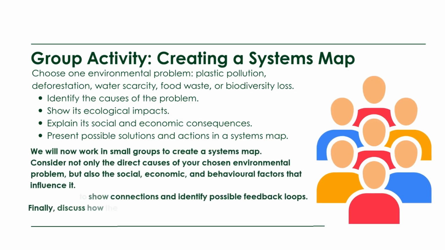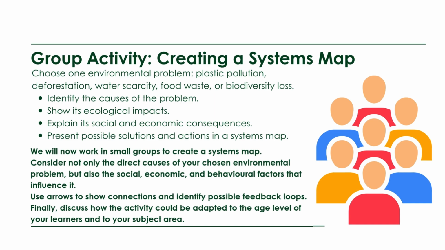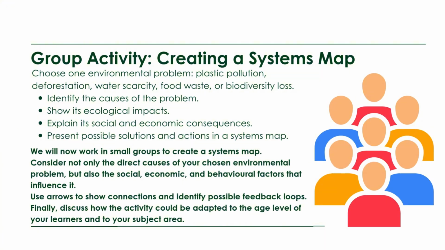We will now work in small groups to create a systems map. Consider not only the direct causes of your chosen environmental problem, but also the social, economic, and behavioral factors that influence it. Use arrows to show connections and identify possible feedback loops. Finally, discuss how the activity could be adapted to the age level of your learners and to your subject area.